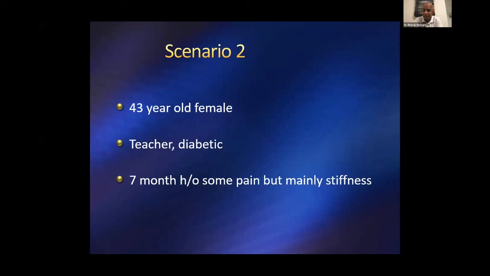Scenario two: if it's the same female, if she's a teacher and she's diabetic and she needs her arm, she can't wait for 2 years. And this is why I'm stressing that the patient's needs are the most important thing and will dictate what we actually have to do. For this patient, I will offer arthroscopic release.